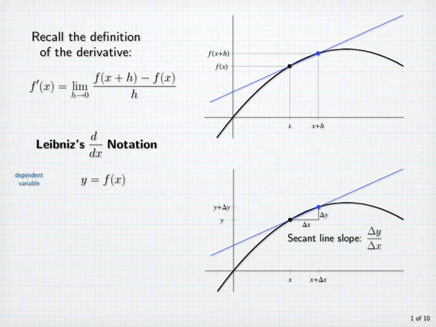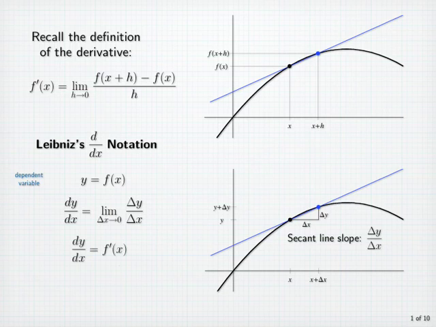So the slope of the tangent line is now the limit as delta x goes to 0 of delta y over delta x. And our symbol for that limit is dy over dx, or simply dy dx. Notice that in the limit as delta x goes to 0, the symbol delta is replaced by the corresponding Latin letter d. So dy dx is just a symbol for f prime of x, where y is equal to f of x.